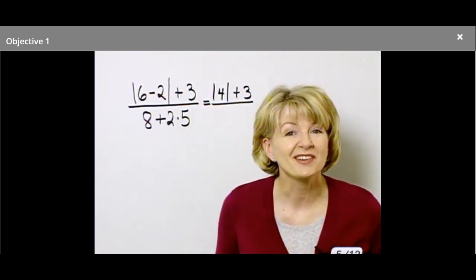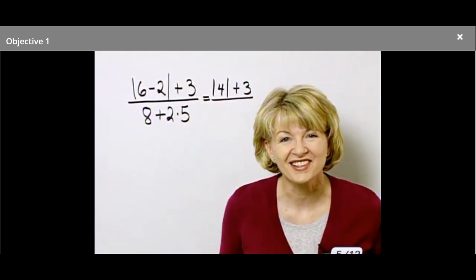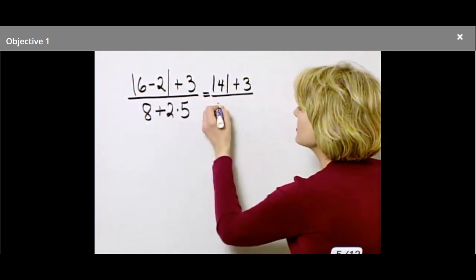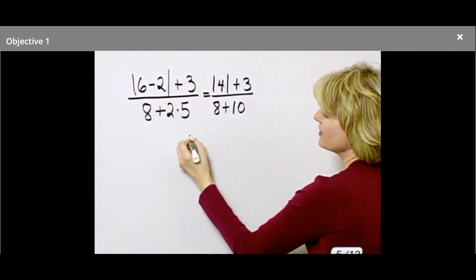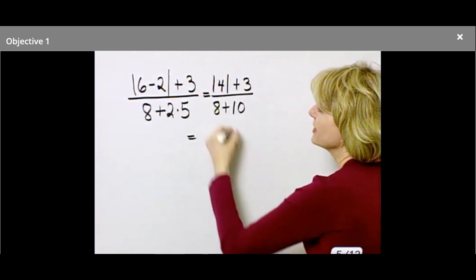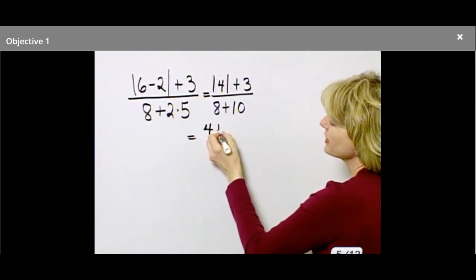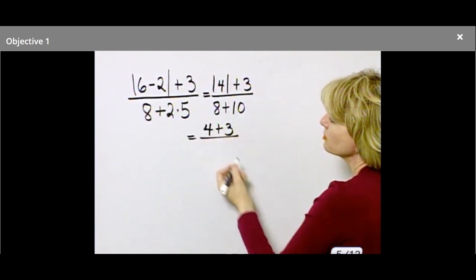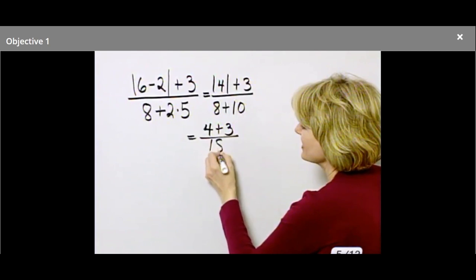Let's look at the denominator separately. Do we add or multiply first? We multiply, so it is 8 plus 2 times 5 is 10. Then in the numerator, the absolute value of 4 is 4. So I have 4 plus 3 in the numerator. In the denominator, 8 plus 10 is 18.